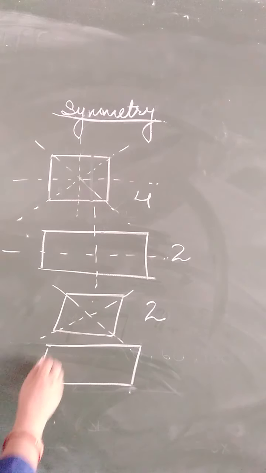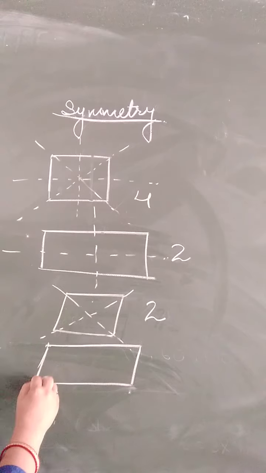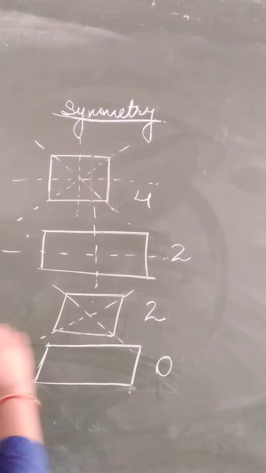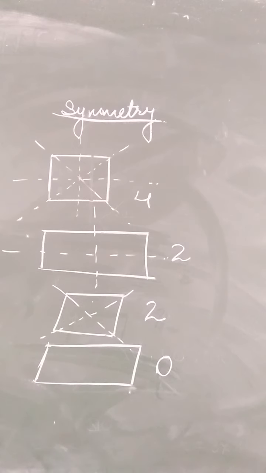Now a parallelogram. This parallelogram has no line of symmetry. It has 0 lines of symmetry.